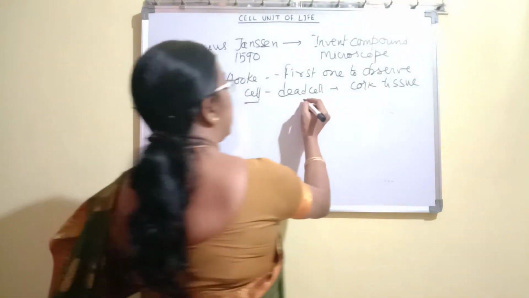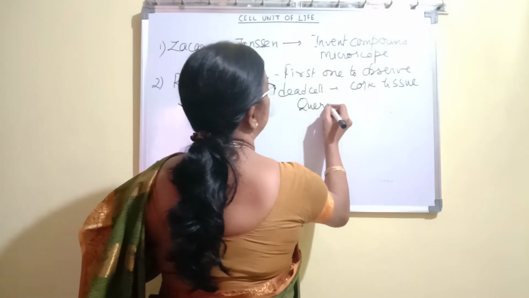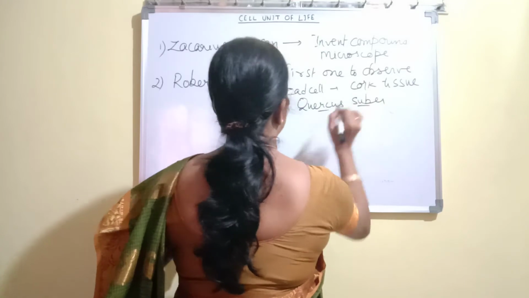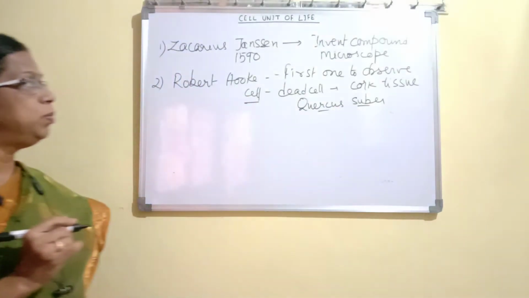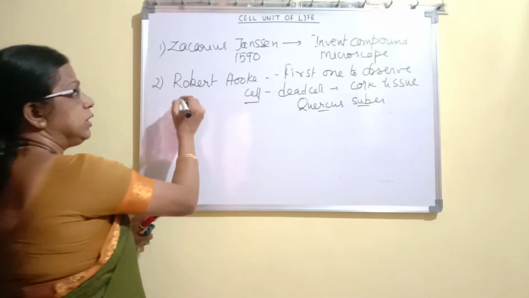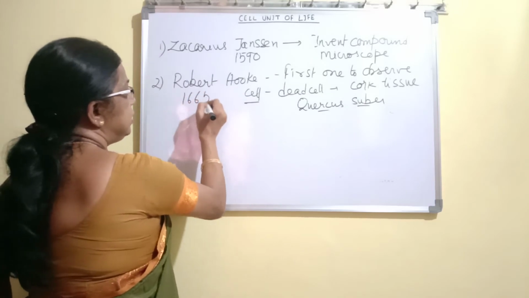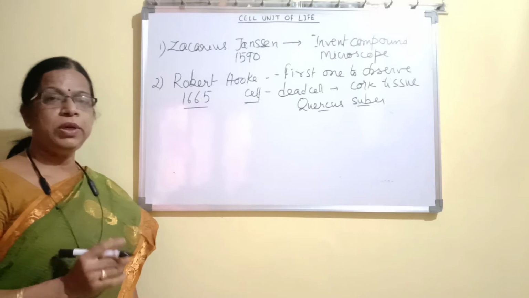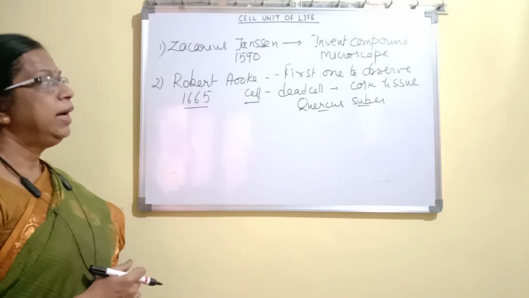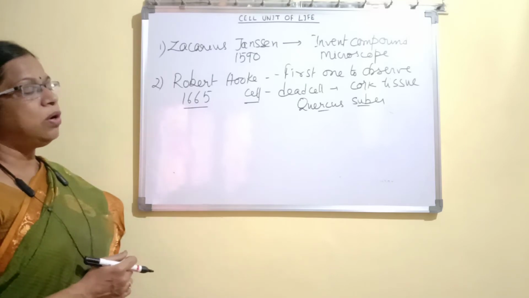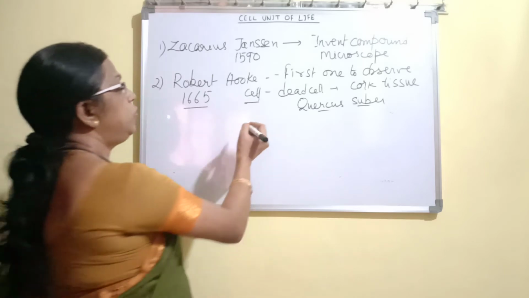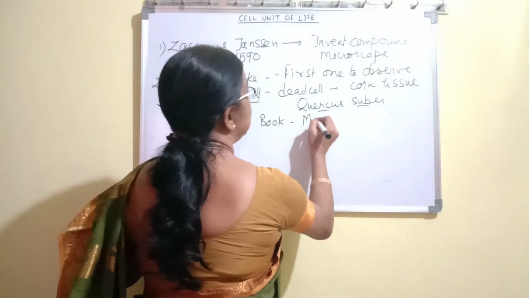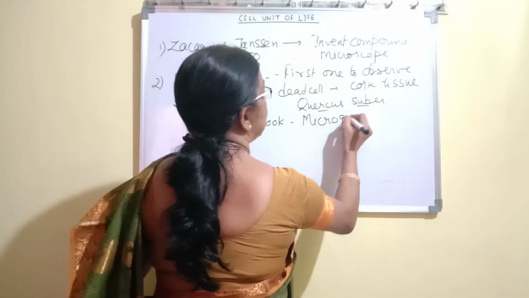Cork is obtained from the plant Quercus suber. This is the scientific name of the cork plant, Quercus suber. And this study was done in 1665. So that means Robert Hooke observed only a dead cell. Cork is a dead tissue. And he recorded all his findings in the book written by him, called Micrographia.